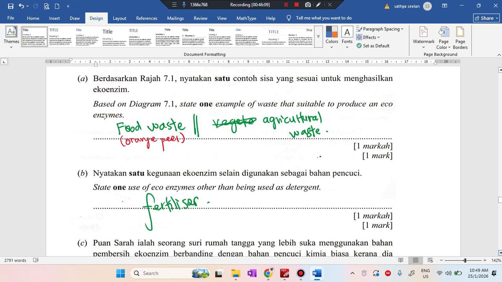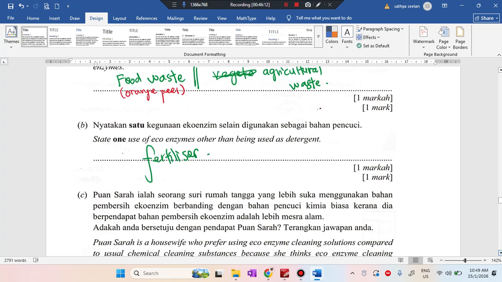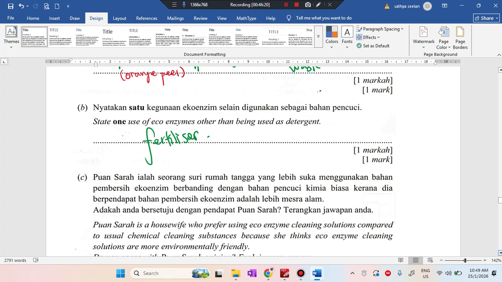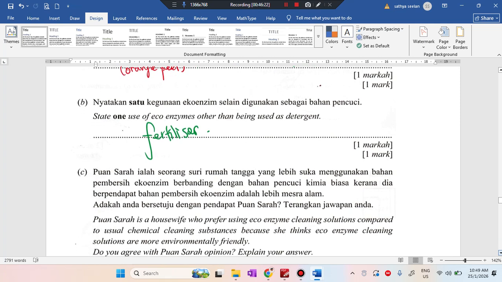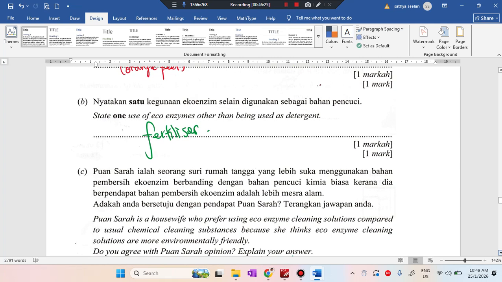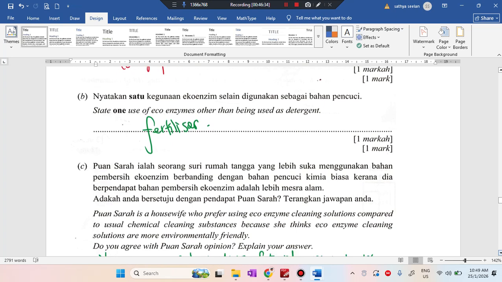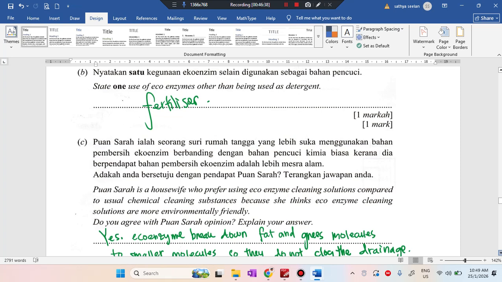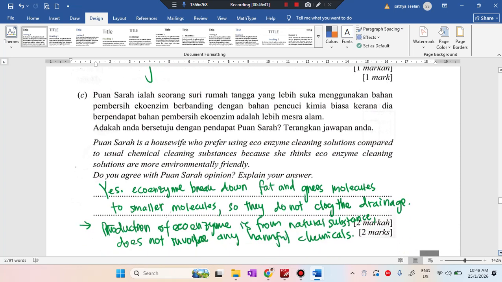Now, Puan Sarah is a housewife who prefers using ecoenzyme solution compared to usual chemical cleaning solution because she thinks ecoenzyme cleaning solution is more environmentally friendly. So, do you agree with Puan Sarah's opinion? Of course, we do agree because your chemical cleaning substance is not biodegradable, but your ecoenzyme is biodegradable. Then you can tell ecoenzyme breaks down the fat and grease molecules to smaller molecules, so they do not clog the drainage. Right?